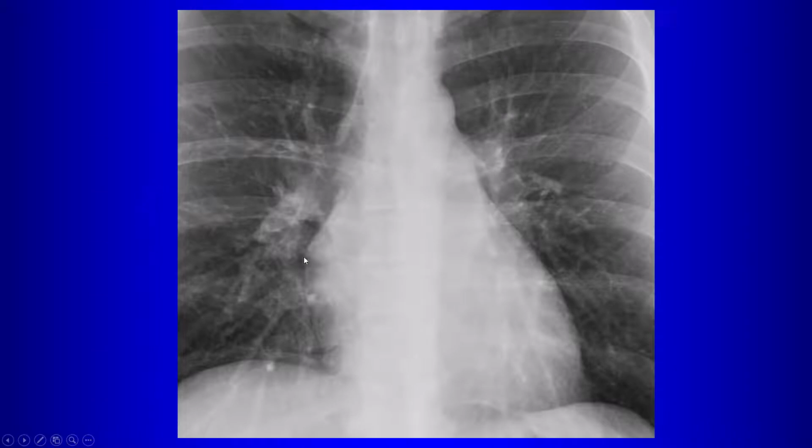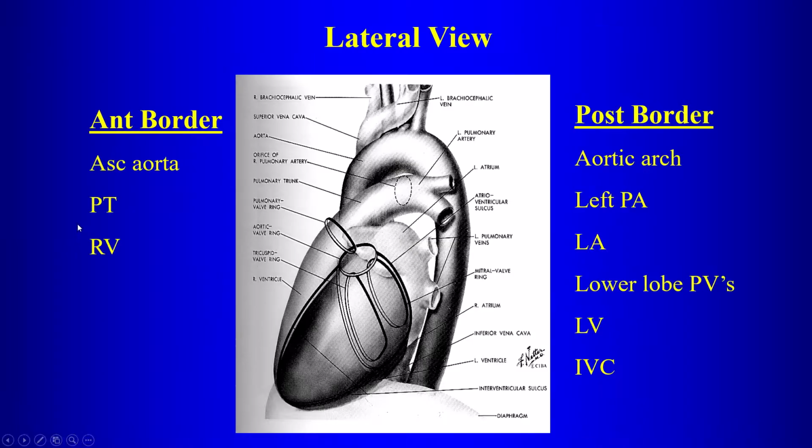So there's a nice close-up, again demonstrating the aortic knob, main pulmonary artery, left atrial appendage, and left ventricle. Where the airway ends here, right below that is the region of the left atrial appendage. On the lateral view, the anterior border of the heart is mostly made up of right ventricle and pulmonary outflow tract. The posterior border, the upper border is the left atrium, the lower border is the left ventricle.